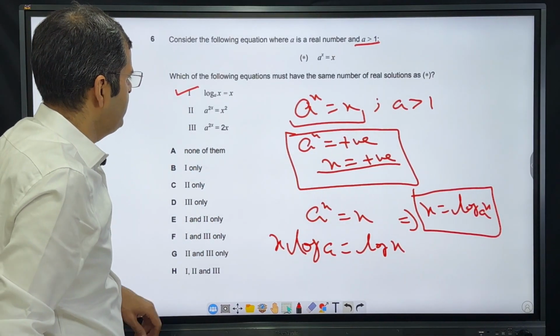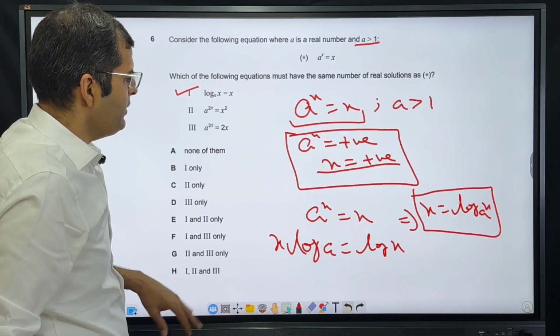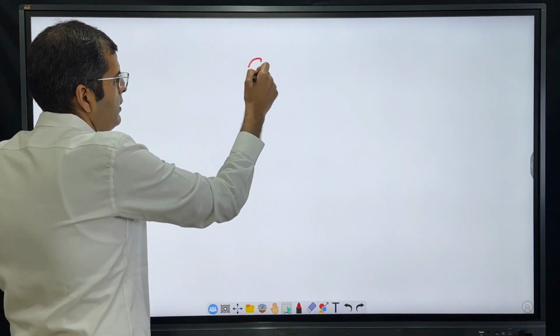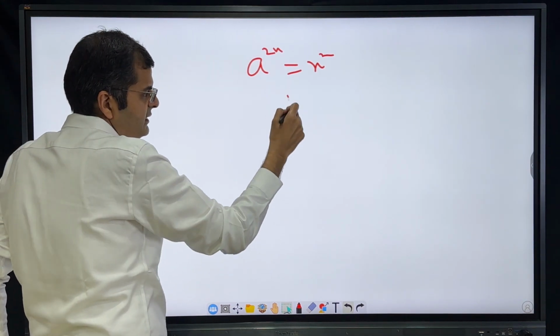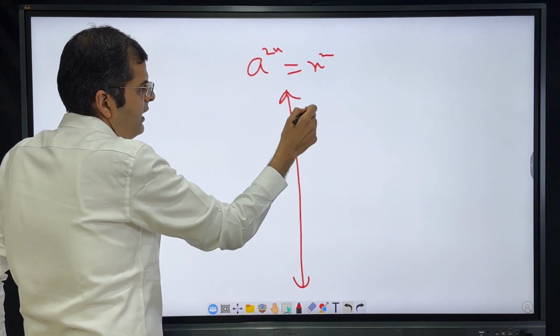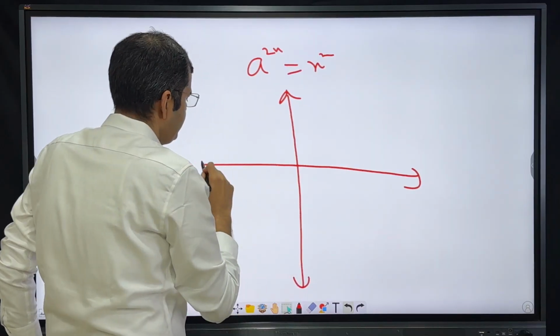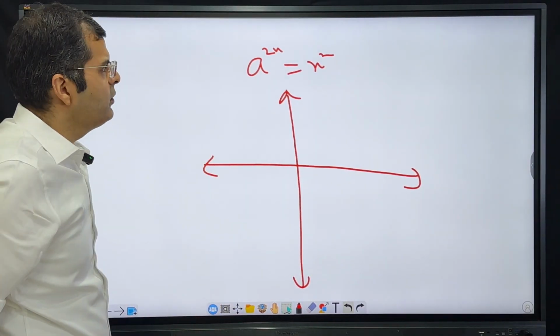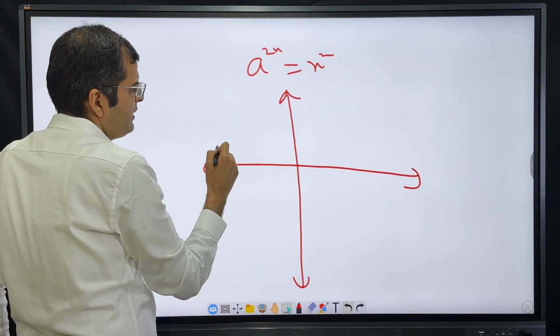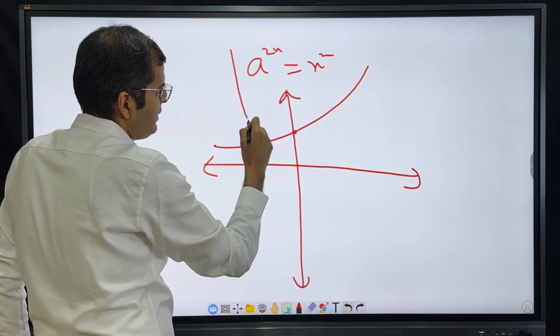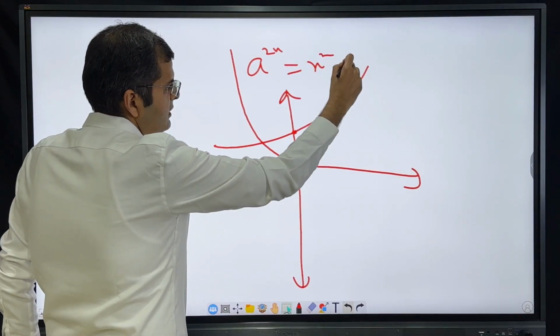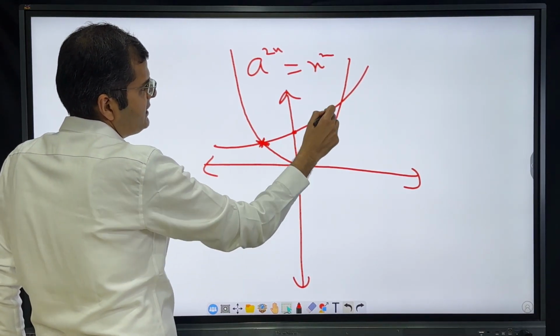Now we will look at the second one. A raised to 2x is equal to x square. In this situation, x can be both positive and negative. But in the first situation, x was only positive. Also, the graph of a raised to 2x goes somewhat like this, and the x square graph goes like this. So it will at least cut the axis here and here.